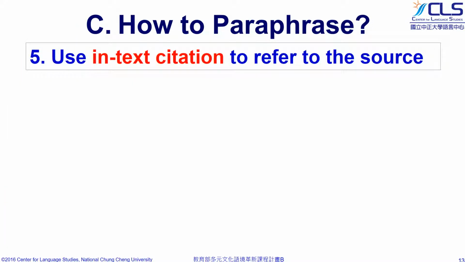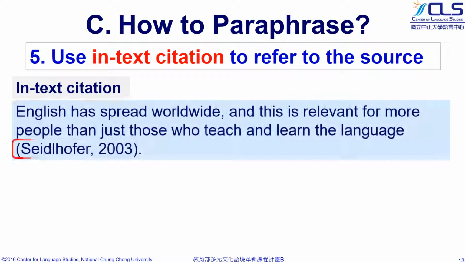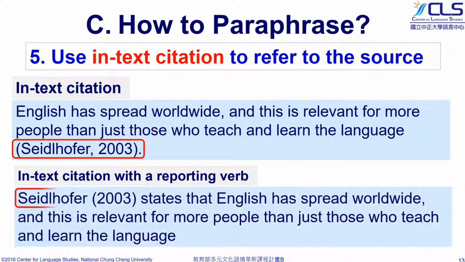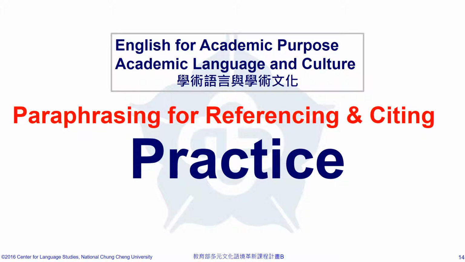Finally, referring our paraphrase to the source with in-text citation can help us track where we get the ideas. We can either use in-text citation alone to refer only to the idea, or use in-text citation with the reporting verb to demonstrate our interpretation of the author's position. Now let's practice what we have learned.